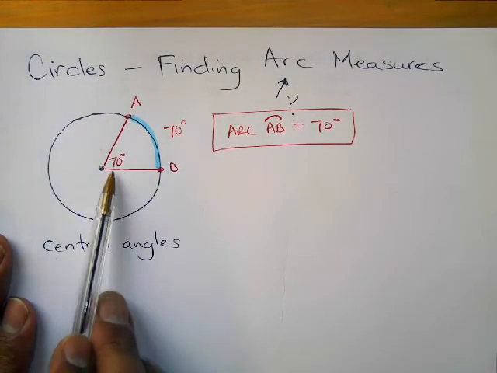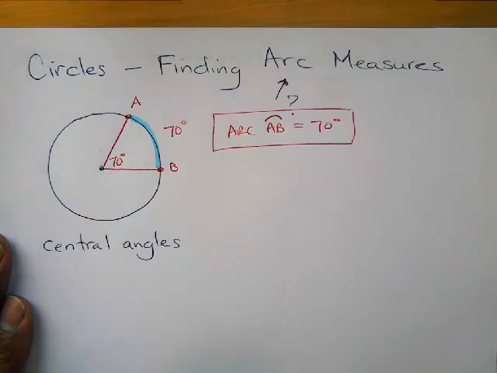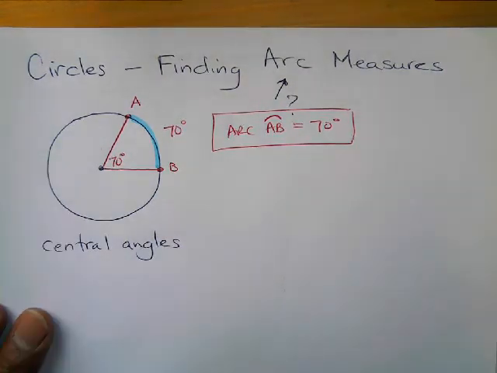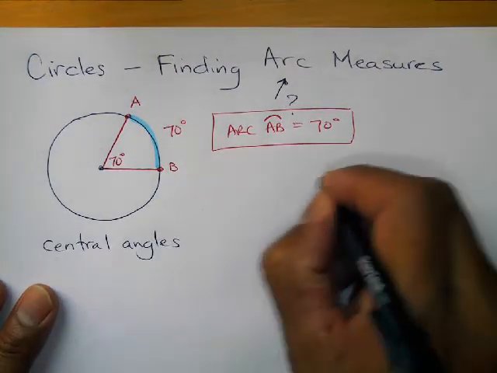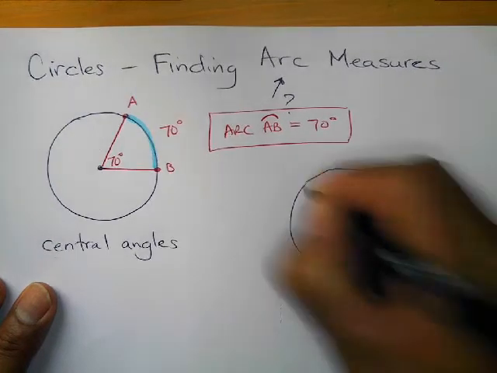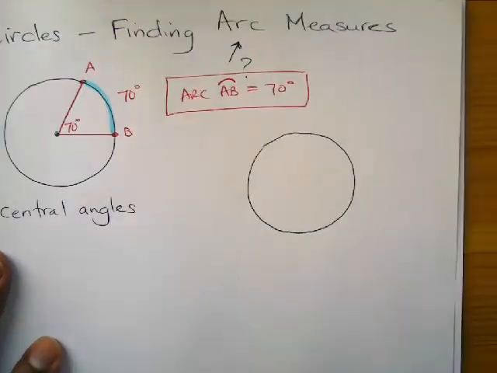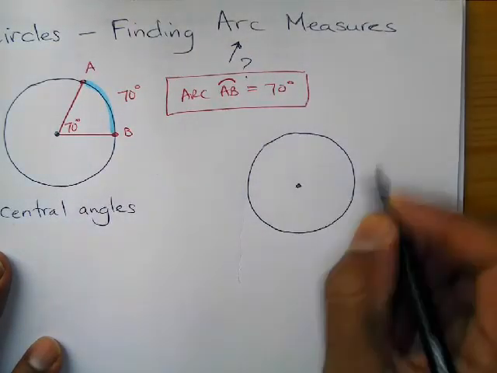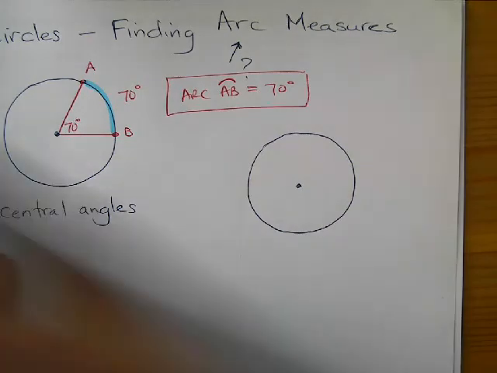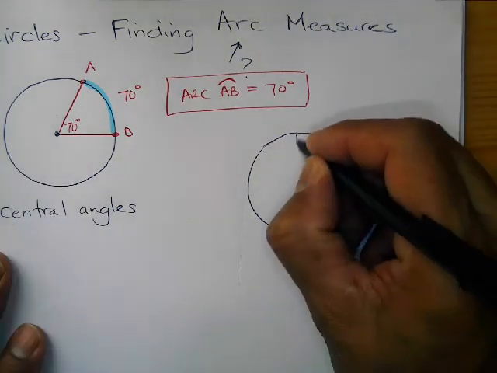Well, this one's kind of easy because you can just see one angle here, right? Well, what if you have a circle like this? Just draw another one. Pause it, draw another circle. What if you see this? And you've seen this before, you better know how much it is.